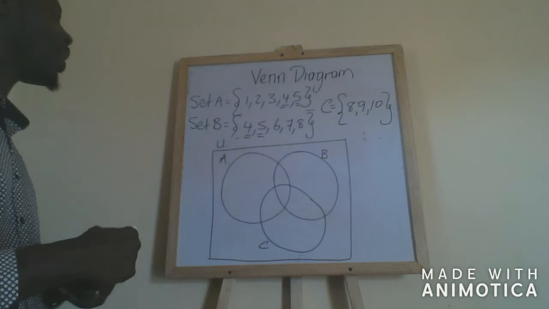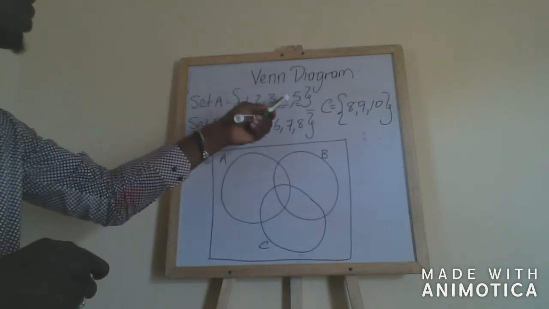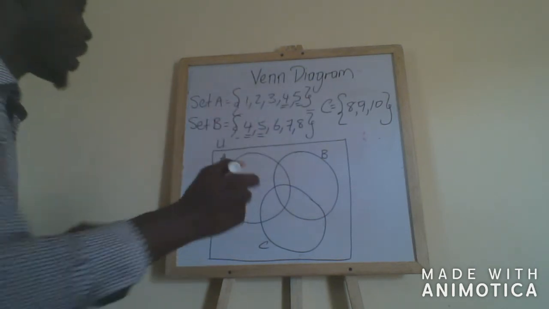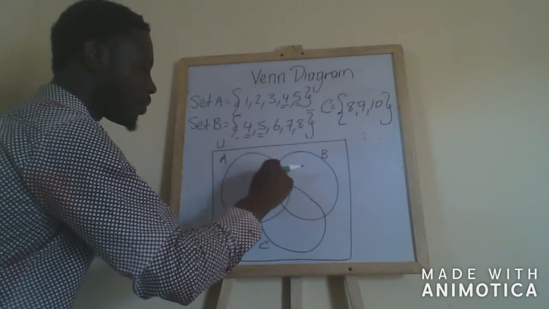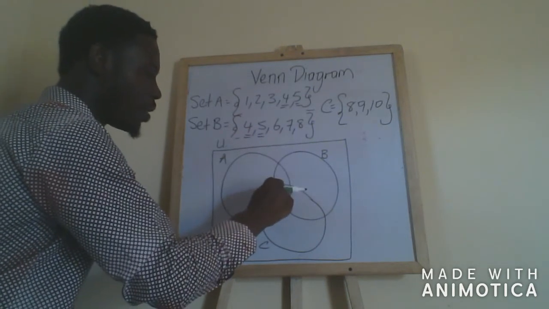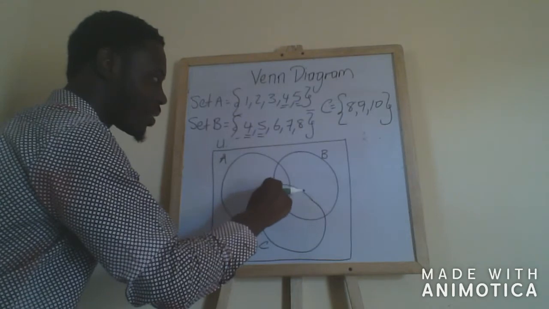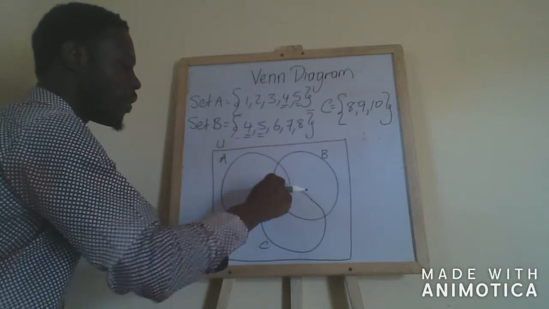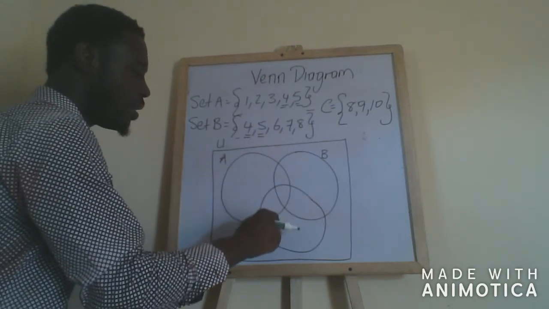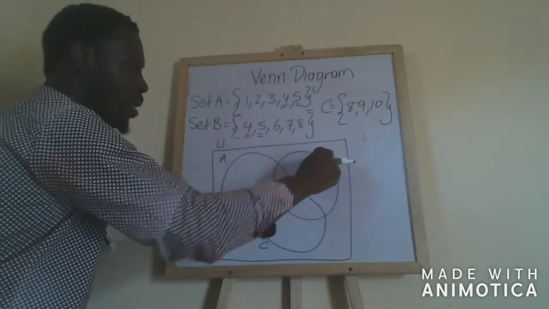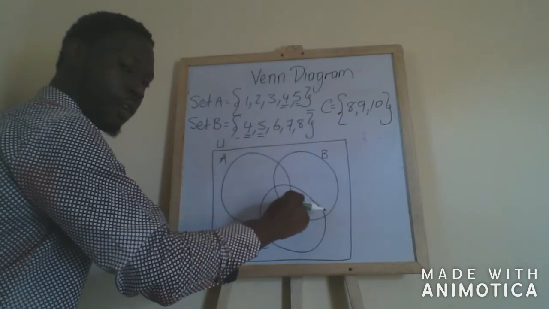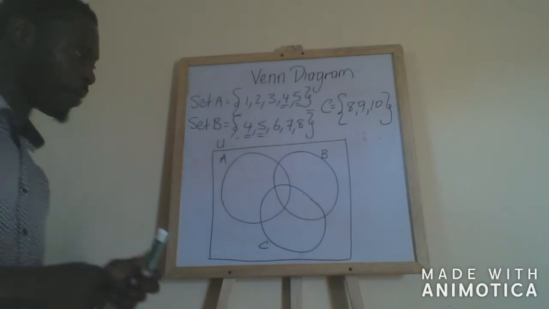So we have our set A and we're going to list the members. Remember the intersection of A and B. A and B intersect right here. This is where A and B intersect. This is where everybody intersects, right? The intersection of everybody. This is where A and C intersect right here. This is where B and C intersect right here.